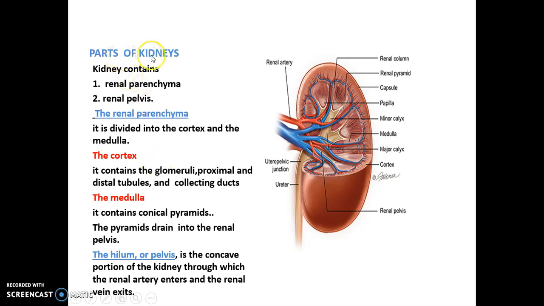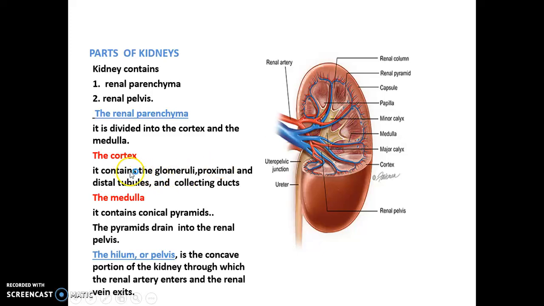Let's see the parts of the kidney. The kidney contains the renal parenchyma and the renal pelvis. We will discuss the renal parenchyma. This whole area is called the renal parenchyma. The renal parenchyma is again divided into the renal cortex and the renal medulla. The outer area is known as the renal cortex and the inner area is known as the medulla.